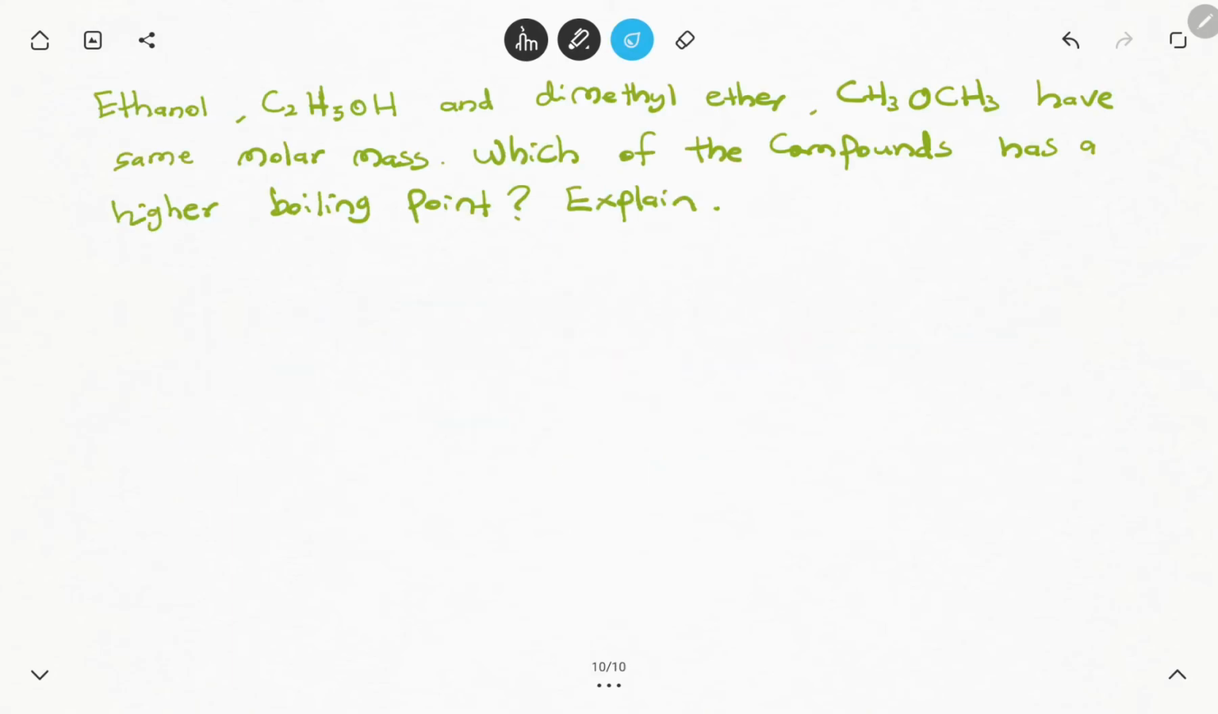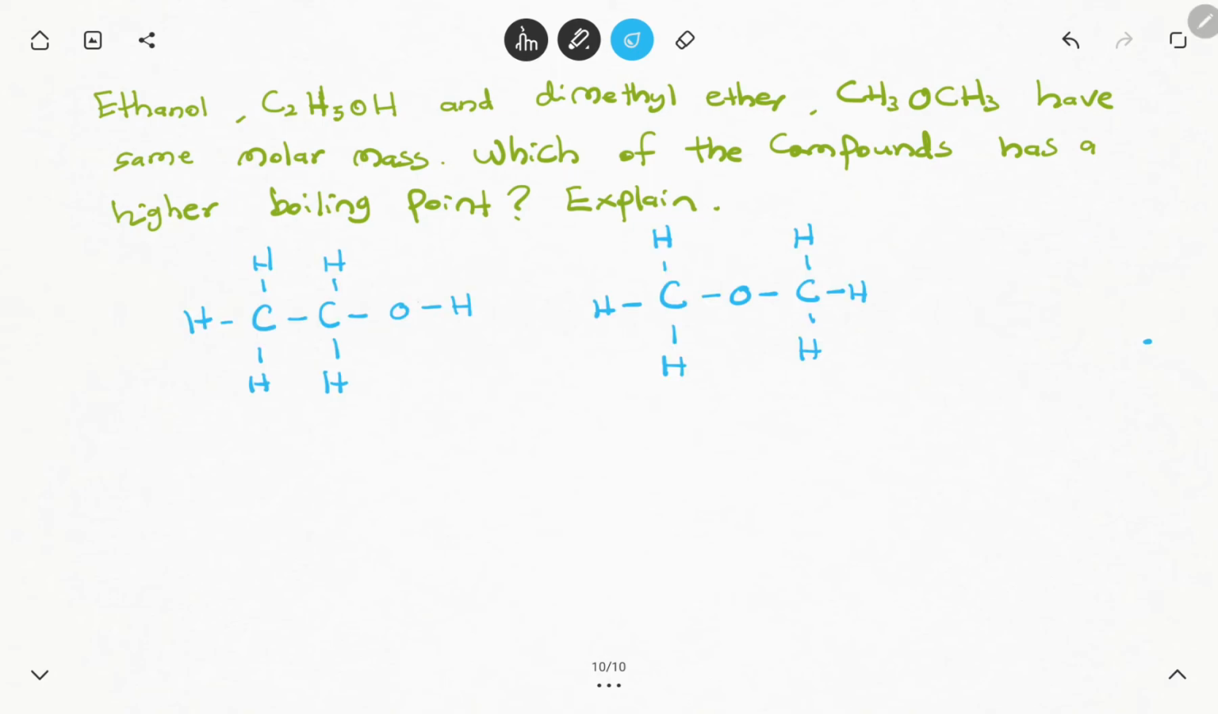Okay, how to answer this question? Ethanol and dimethyl ether have the same molar mass. Which of the compounds has the higher boiling point? Explain. Do you think these two molecules can form hydrogen bond between their molecules? You need to draw the Lewis structure and check whether these two molecules can form hydrogen bond or not. For this question, you need to expand the structure of C2H5OH given and CH3OCH3. This is the Lewis structure for ethanol and dimethyl ether.